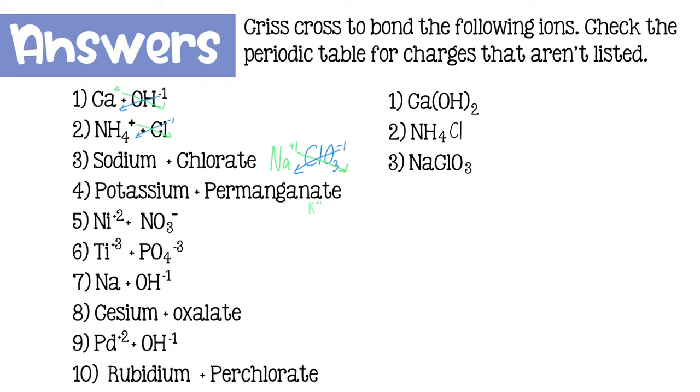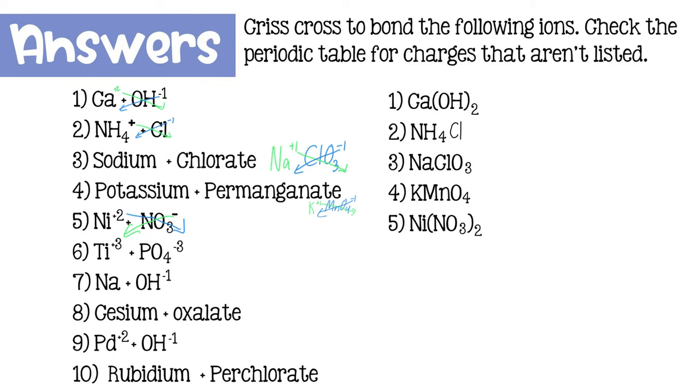Number 4 is potassium permanganate. So potassium is K with a plus 1 charge, and permanganate is MnO4 with a minus 1 charge. When we crisscross, we are left with KMnO4. Now let's try number 5. Ni plus 2 plus NO3 minus 1. Well, when we crisscross the charges, we get Ni(NO3)2. Once again, make sure you have your parentheses around the NO3.